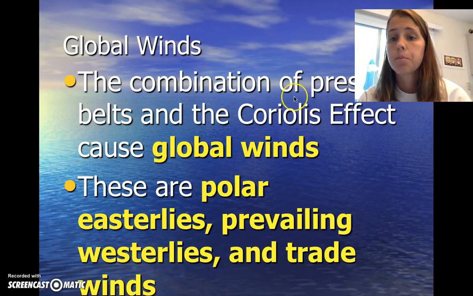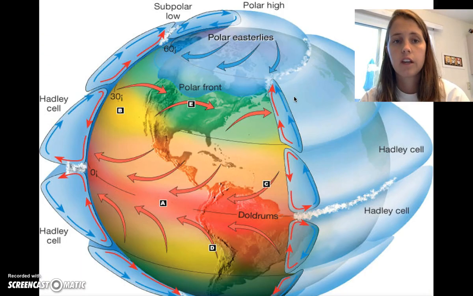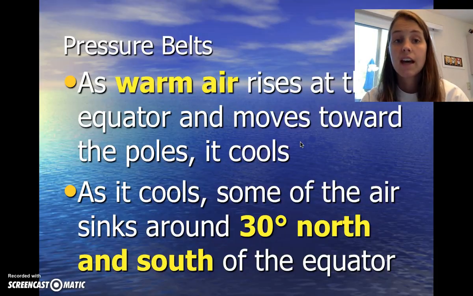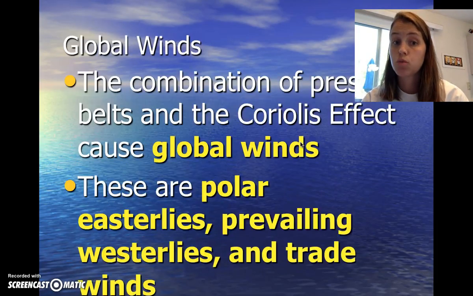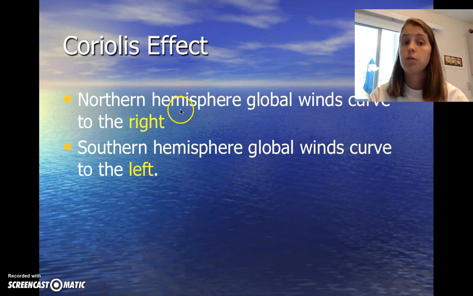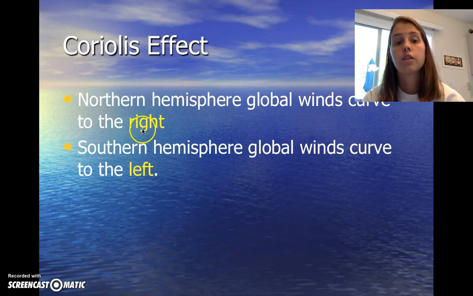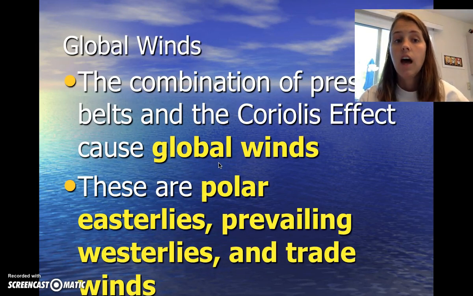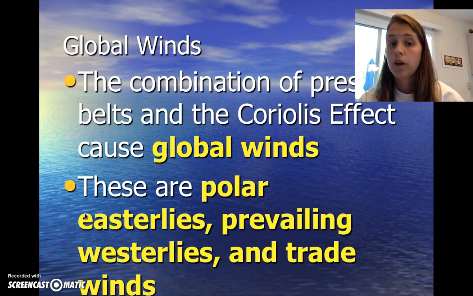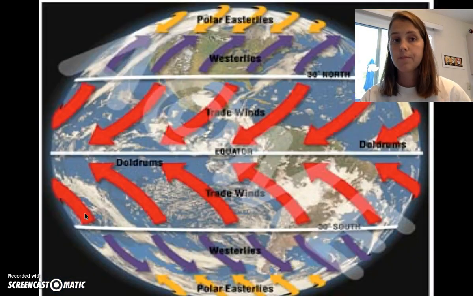So a combination of the pressure belts, these things we saw here where different areas cause air to rise and sink at different locations, as well as the Coriolis effect in the movie you just watched, which makes the winds in the northern hemisphere curve to the right and winds in the southern hemisphere curve to the left. The global winds are caused by these two things, the pressure belts and the Coriolis effect. And the global winds are the polar easterlies, the prevailing westerlies, and the trade winds.